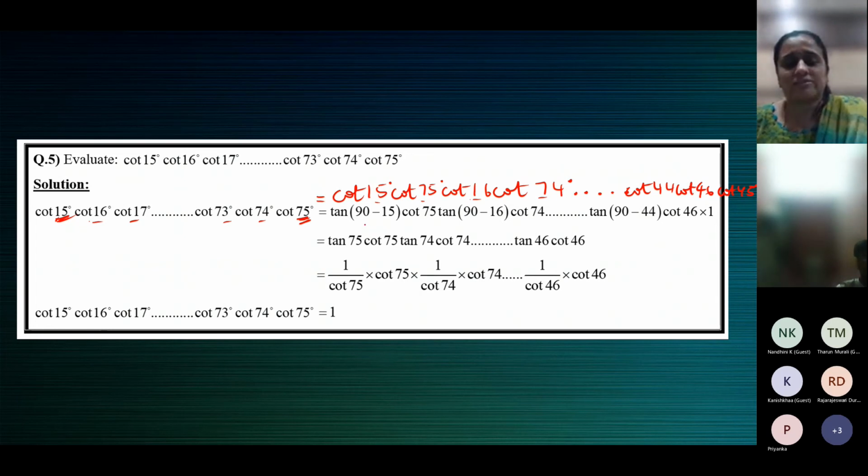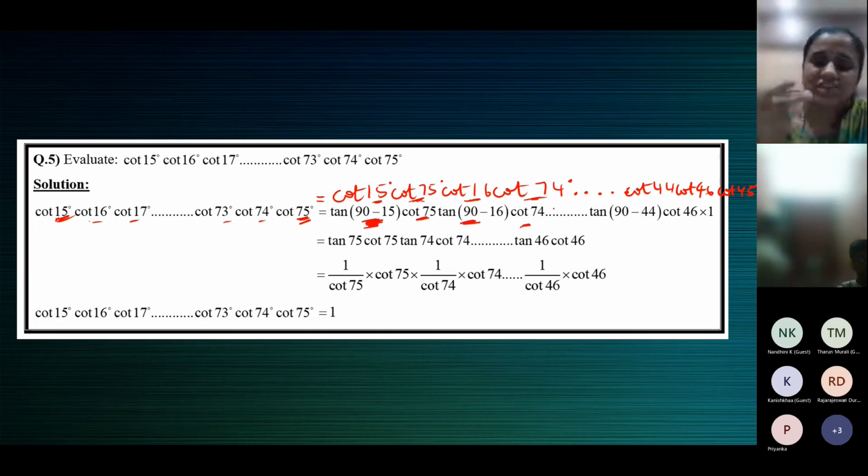Next step. What you have to do is, for cot 15 and cot 75, change any one. I have written cot 75 as it is. I've changed cot 15. Cot theta is tan 90 minus theta. From the pair, you change any one using complementary ratios. So cot 15, I've written as tan 90 minus 15. Cot 75 as it is. Here, cot 16, that is cot theta, I've written as tan 90 minus theta. This cot 74 as it is.